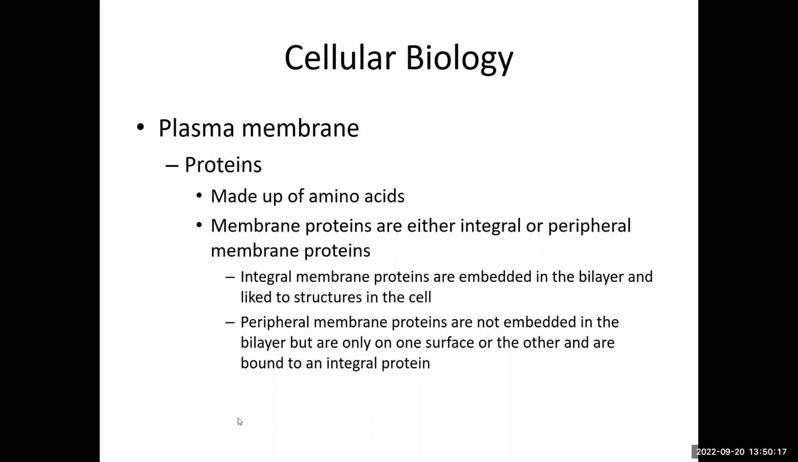We can divide these into our integral and our peripheral proteins. Integral proteins are proteins that go from the outside of the cell all the way to the inside of the cell. They go all the way through the bilayer. They have integrated themselves all the way through the bilayer. The peripheral proteins are not embedded all the way through, but rather on one side or the other. They are on the periphery of the plasma membrane. They usually, however, are bound to an integral protein and act in the function of that integral protein.